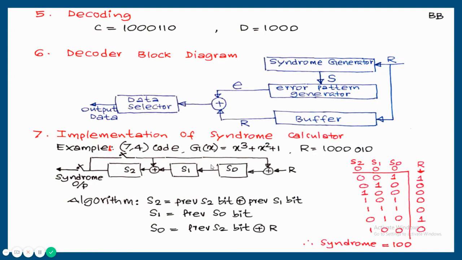S1 is previous S0. And S0 is a XOR of this bit and the received bit. That is previous S2 and R. R is the received bits. So that is the algorithm for syndrome calculator.